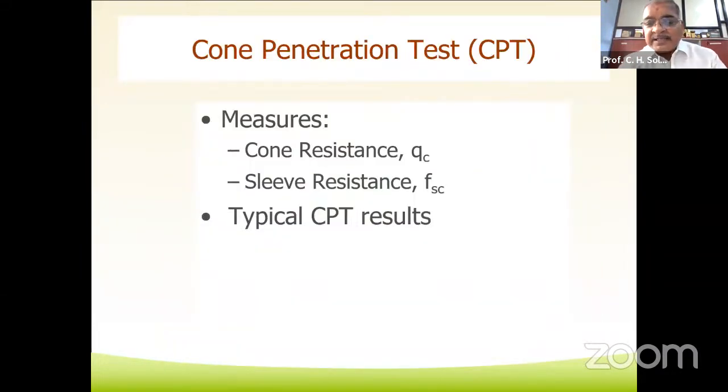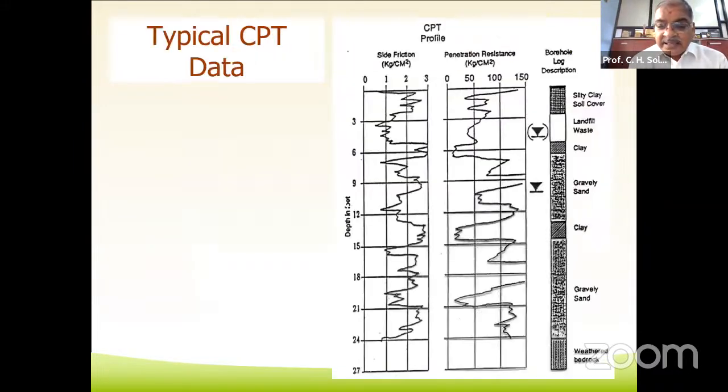Now from the cone penetration test or static cone penetration test, we mainly measure the cone resistance, which is also known as the bearing resistance or the tip resistance, and the sleeve resistance, which is also known as the frictional resistance. So typical CPT results are presented in these formats. The first figure shows the side friction. The second one shows the penetration resistance.